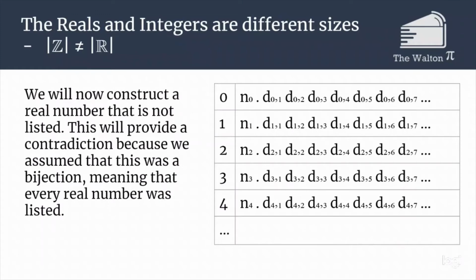We are now going to use this list to construct a real number that is not listed anywhere. This is going to provide a contradiction because we had assumed that this was a bijection, meaning that every real number was listed. So if we can find a real number that was not listed, that tells us that our function was not surjective, which means that it is not going to be bijective.